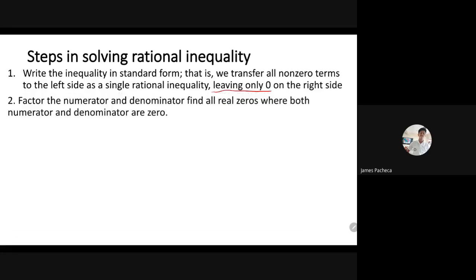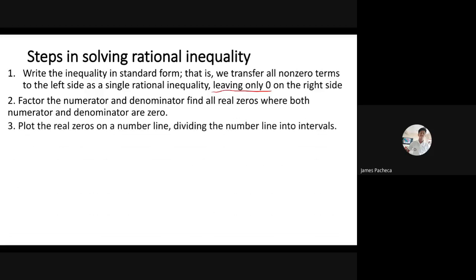And then the second step will be, you factor the numerator and the denominator and find all real zeros where both numerator and the denominator are zero. Step 2 deals with the critical numbers. The critical numbers are numbers which will make the rational inequality zero. Ano-ano ang magpapasiro sa inequality natin? I mean, sa rational inequality natin.